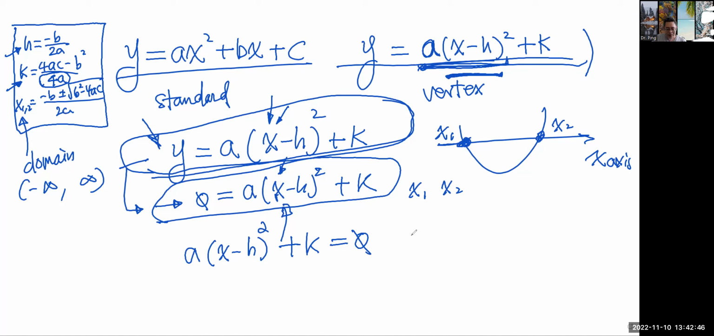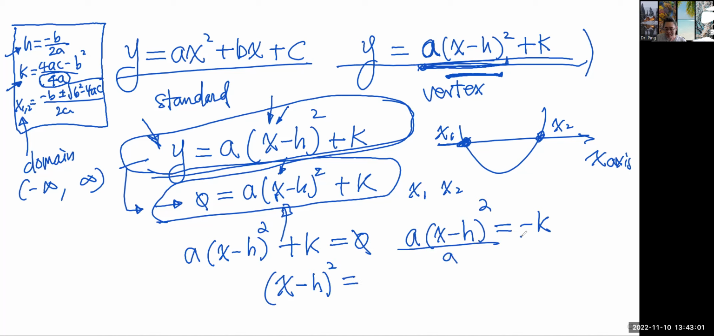So therefore a times (x minus h) squared plus k equals zero, so a(x minus h) squared equals negative k. Then for (x minus h) squared, we divide by a on both sides. We get minus k over a. And then for x minus h, we're going to take the square root on both sides. But when we take the square root on both sides, we have to be careful.